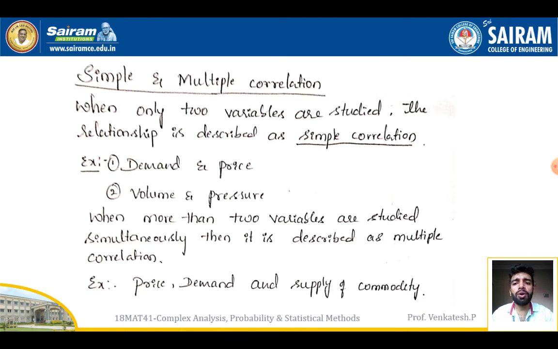Simple and multiple correlation. When two independent variables are studied, the relationship is described as simple correlation. For example, demand and price, volume and pressure. When more than two variables are studied simultaneously, it is called multiple correlation. An example for multiple correlation is price, demand, and supply of a commodity.